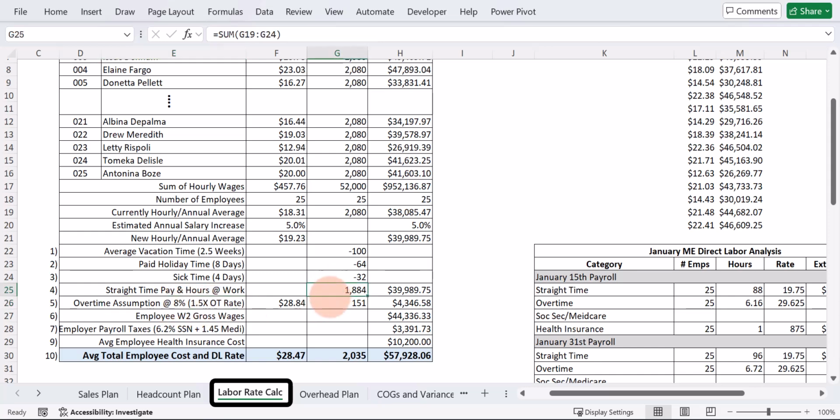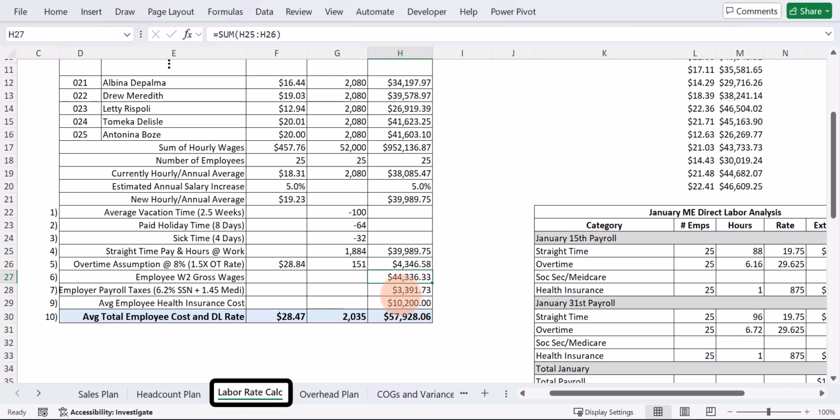So 8% times 1,884 is another 151 hours, and this is going to go out at time and a half. So we're going to take our straight time rate, multiply it by 1.5, and 1.5 times $19.23 gives us $4,346 of overtime pay. So their straight time pay plus their overtime pay should be around $44,000.